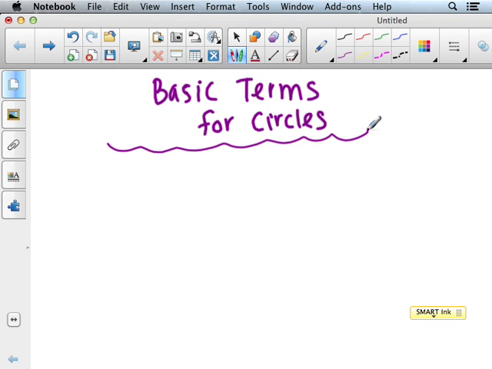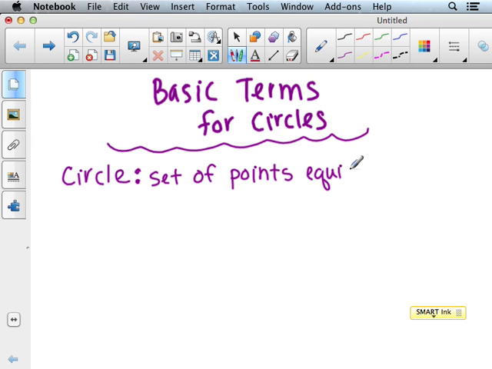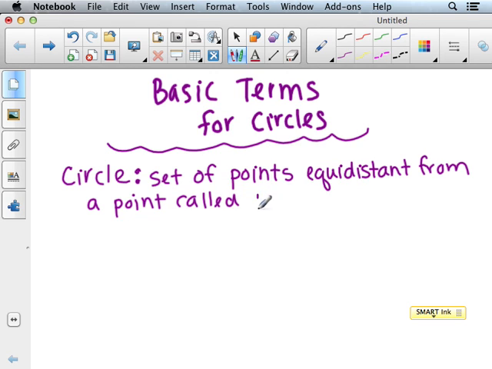All right, so first of all, we need to define what a circle is. And as you guys are taking notes, I want you to make sure that you actually draw a circle, and in the circle, you label all of these things. I'm going to color code to help. So a circle is a set of points equidistant from a point called the center.